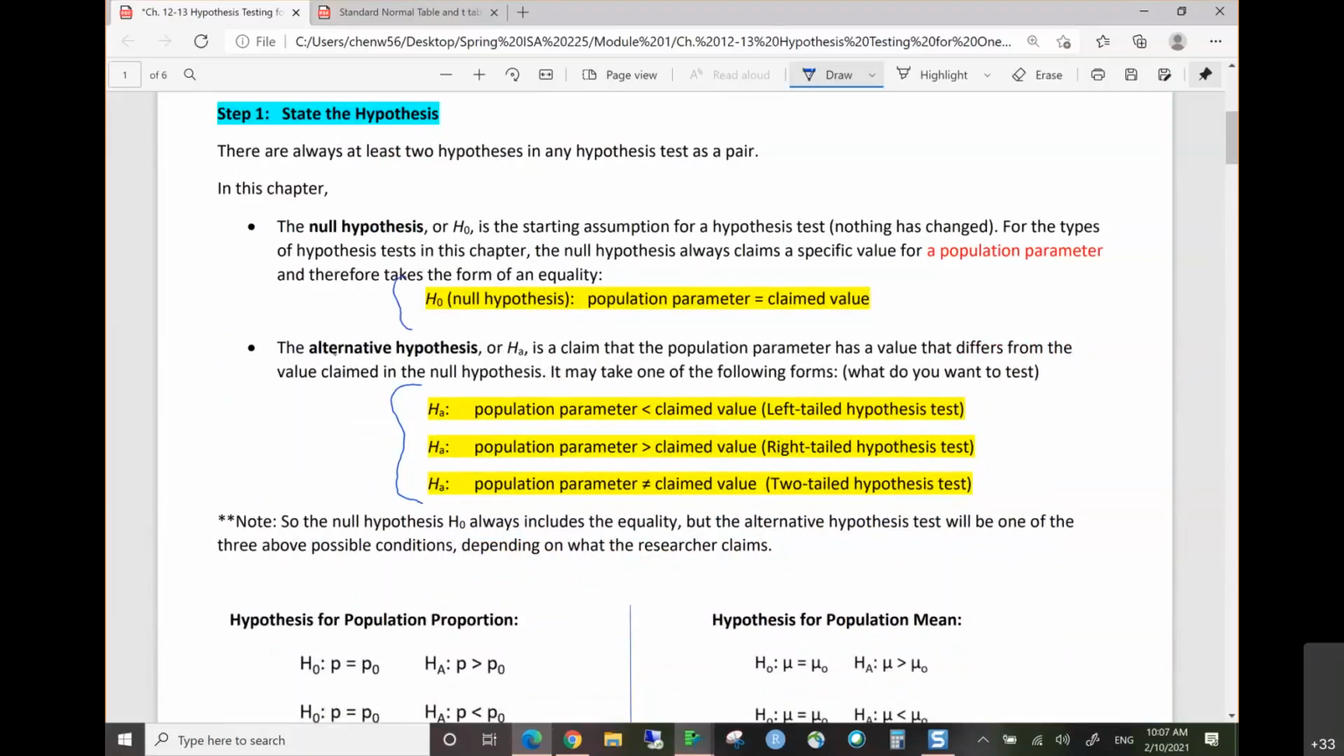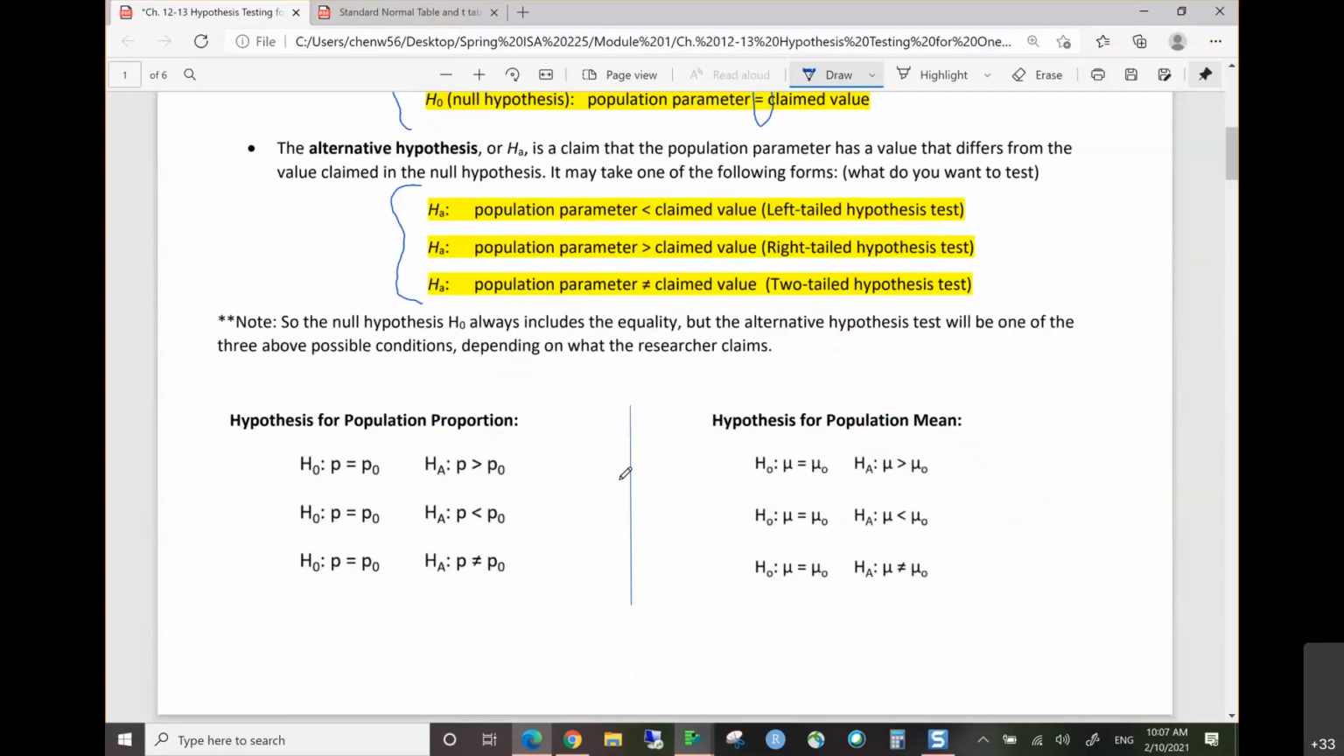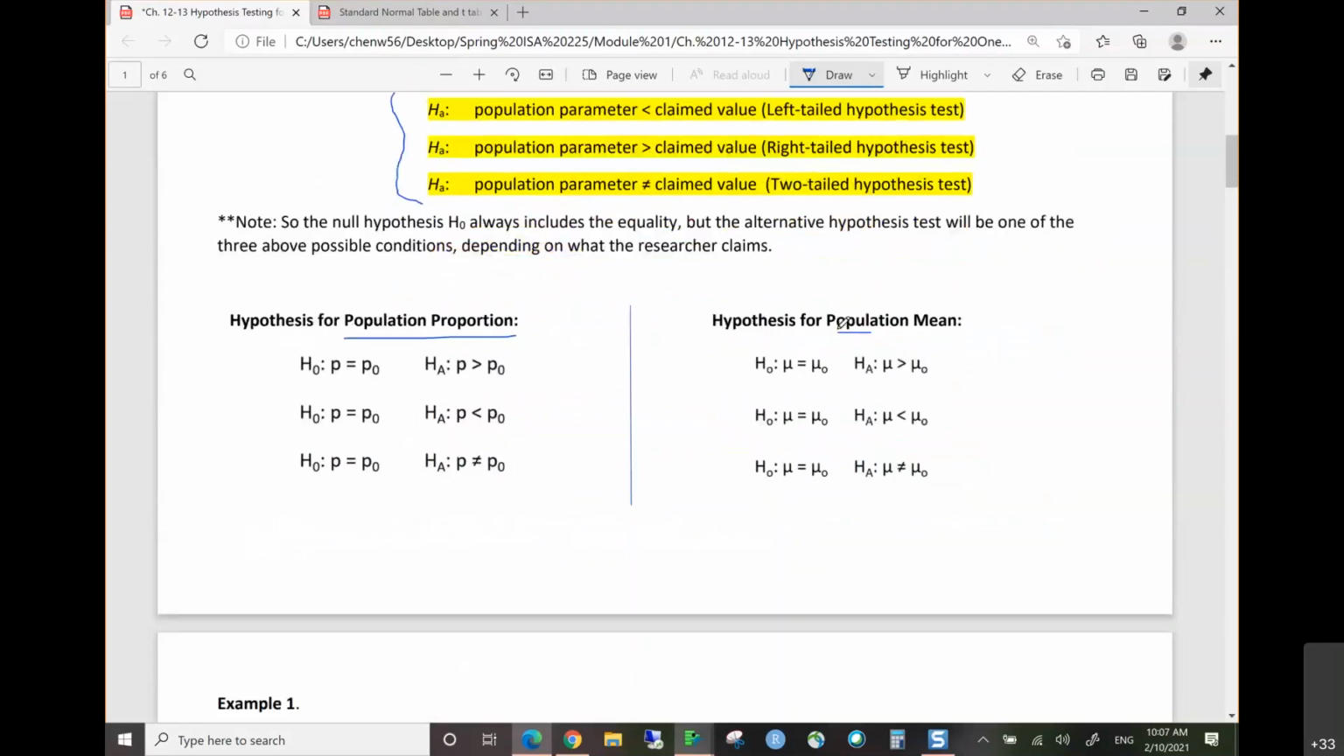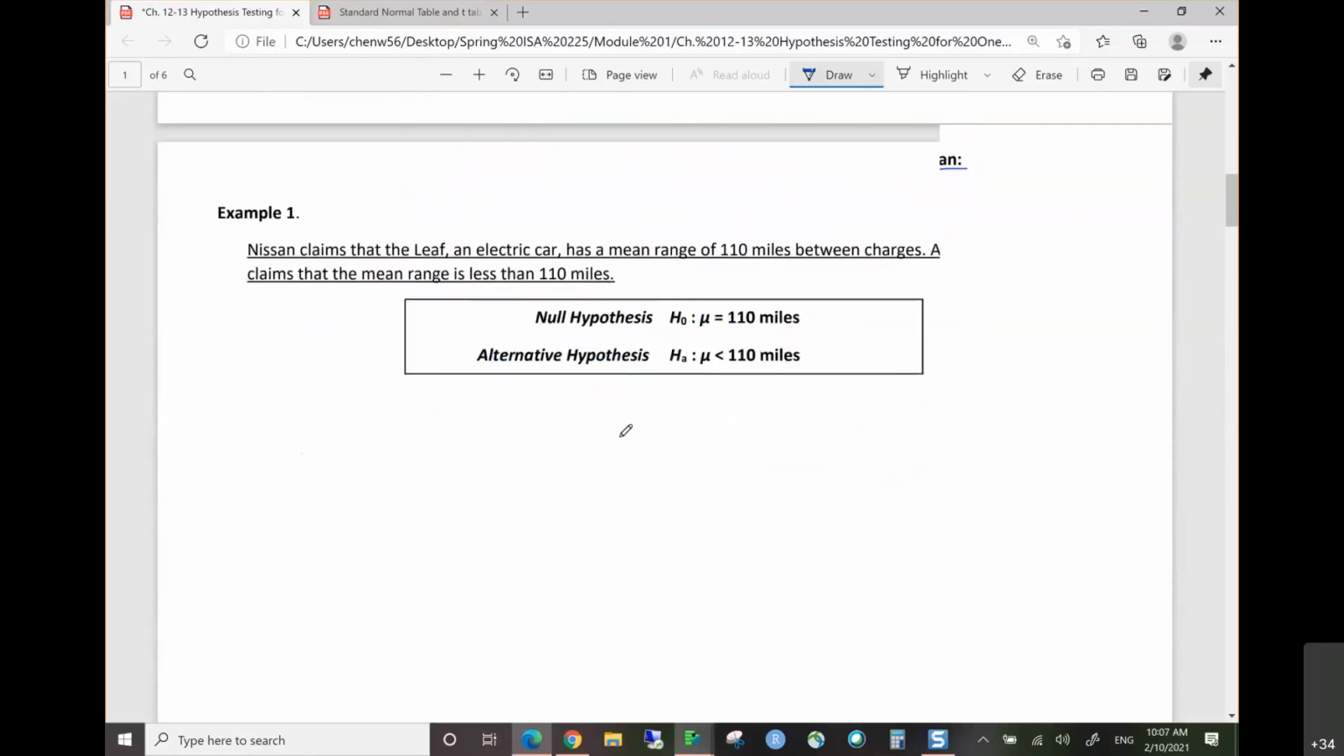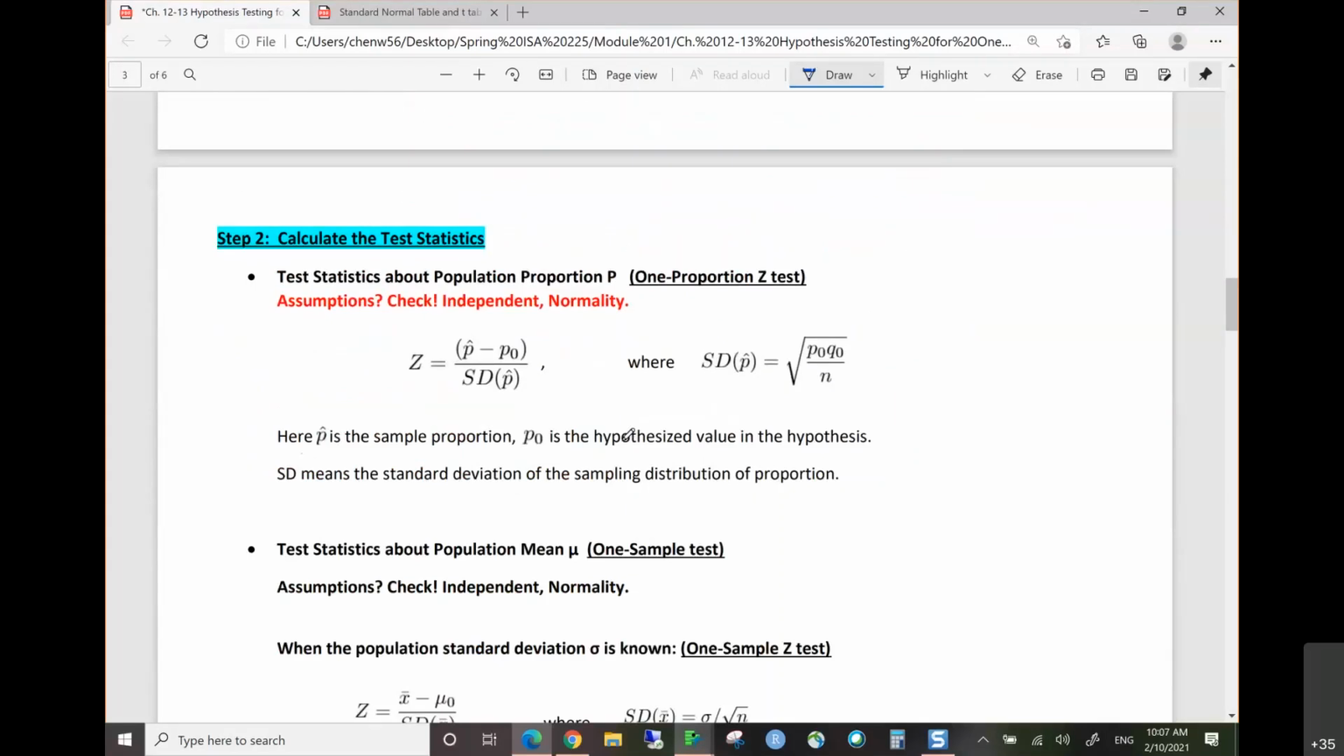Right, the null hypothesis will always be about equality, right? We are testing the same claim value in the alternative hypothesis, right? So for the population proportion or for the population mean, we have these three options, right? And then we call this p0 or this mu0, both called our claimed value we want to test in our hypothesis. Right? And then after we state the hypothesis, we calculate the test statistic.